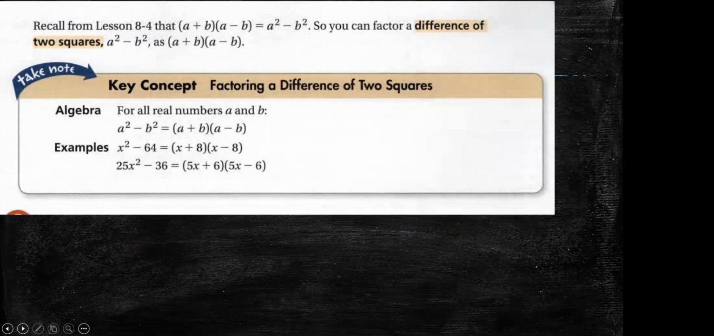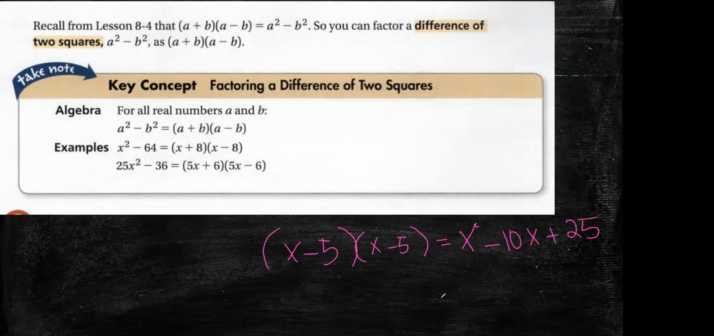Now, as you remember in lesson 4 also, we said that if you have x minus 5 times x minus 5, it was x squared minus 10x plus 25, because we wrote the square of the first term, the square of the last term, then I multiply x times negative 5, which is negative 5, times 2, and we get the middle term. This is how we multiply two factors which are the same.